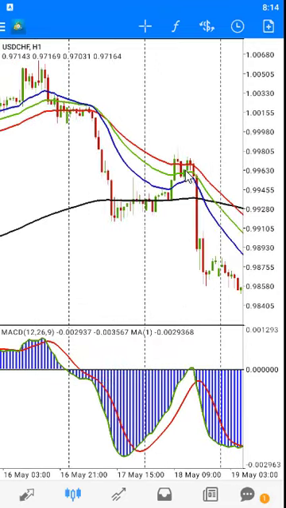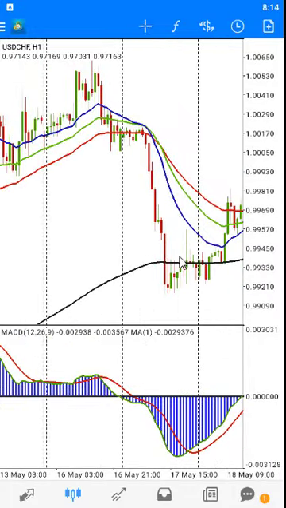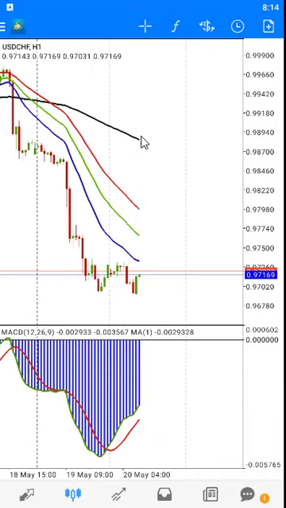Now let's do some explanation on this moving average. This black one here, the black moving average, as you can see, is the 200 period moving average, and that is the slowest of all of them. Now for you to trade profitably, you will need a slow moving average and a fast moving average.